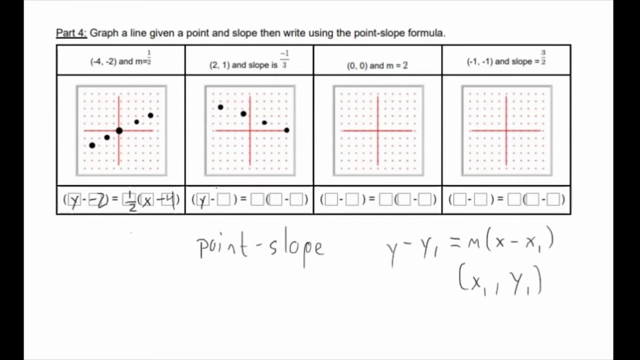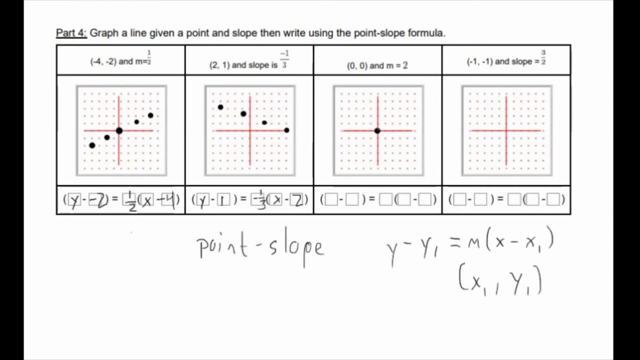Same thing for point-slope form. We're going to use this 1 for the y value, the minus 1/3 for the m, and then x minus 2.